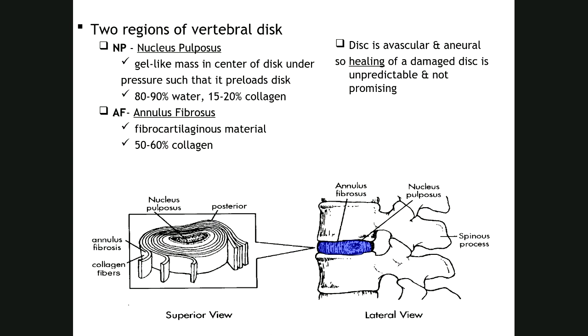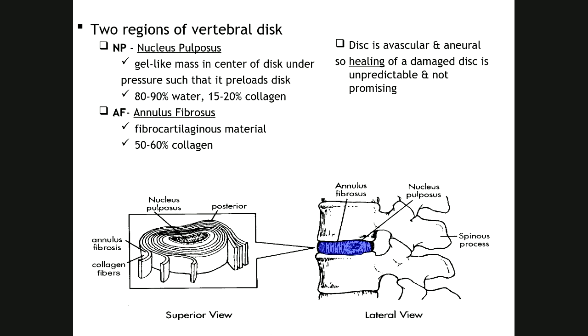Then we have the annulus fibrosus, which is that ring outside. It's a fibrocartilaginous ring. It's 50 to 60% collagen. So I always think of the disc as a jelly donut. The inside of the donut is the nucleus pulposus, and the outside of the dough I refer to as the annulus fibrosus, which surrounds that jelly inside of the donut. Okay, so very important to know.